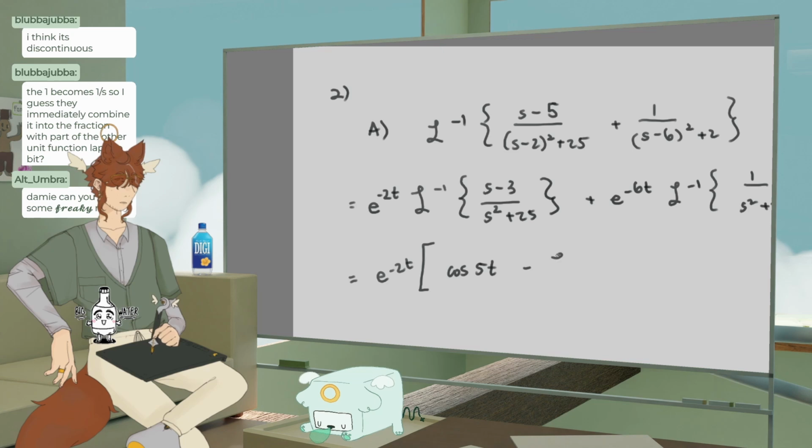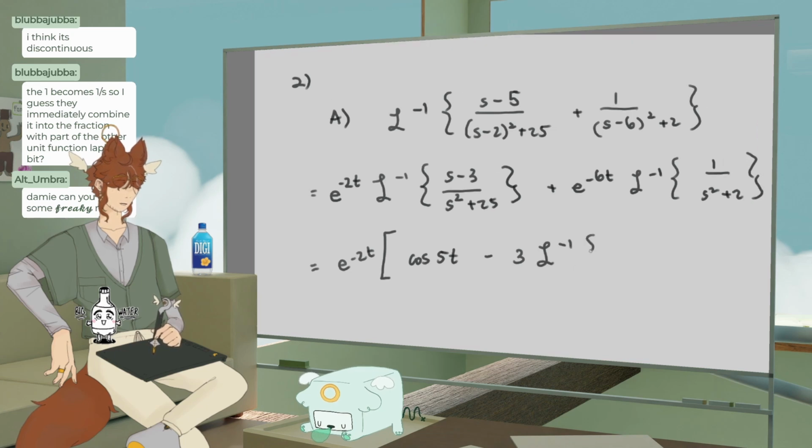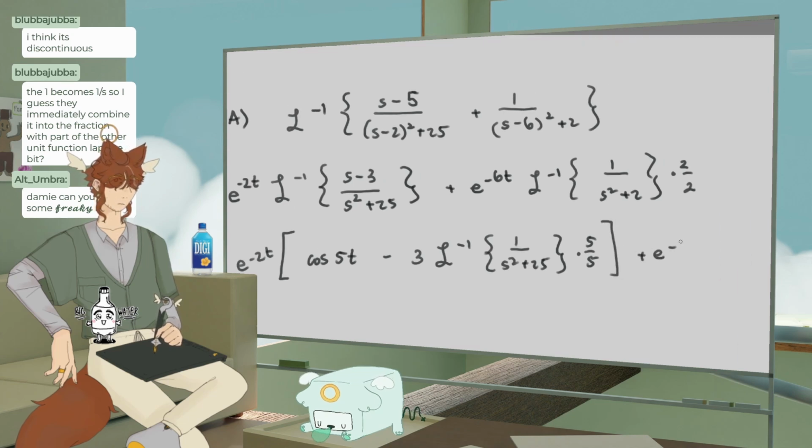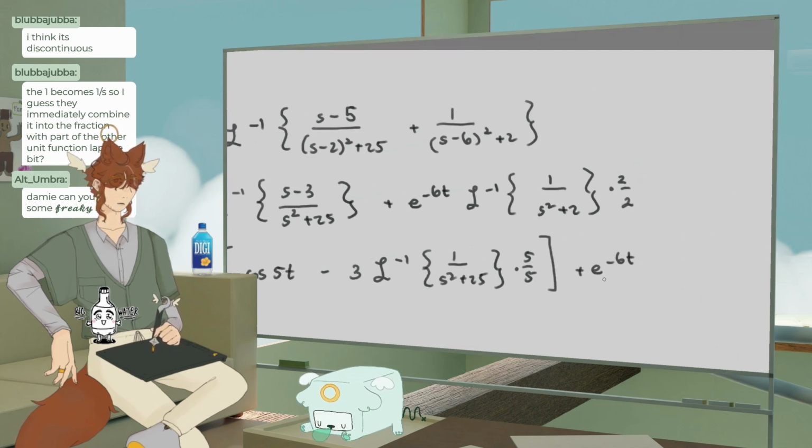And then minus Laplace inverse. I'm gonna pull the 3 out. That 3 is not gonna help us. That 3 is high and dry over there. So 1 over s squared plus 25. Then we're gonna have to multiply this by 5 over 5. And then for this one, we're almost done. This is gonna be e to the 6 over 2. And then this is gonna be sine of 2t?